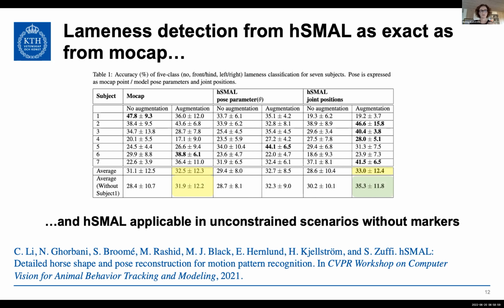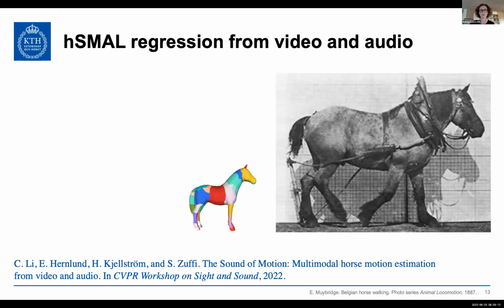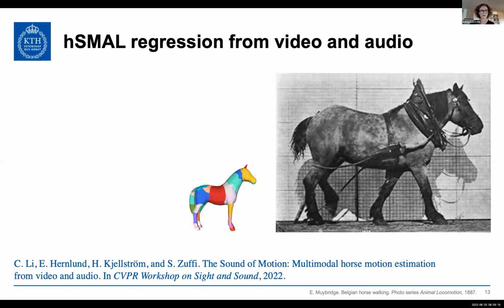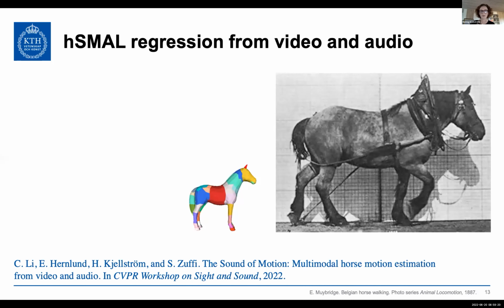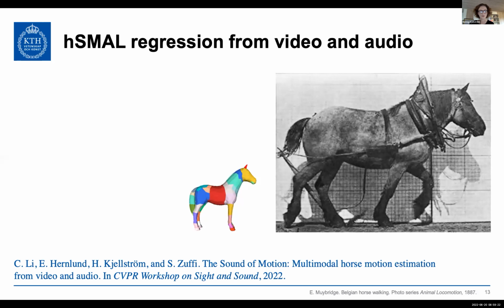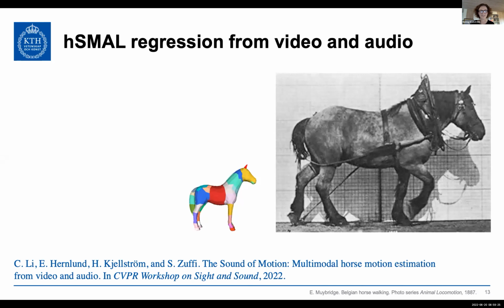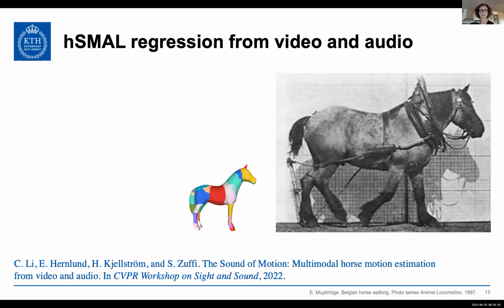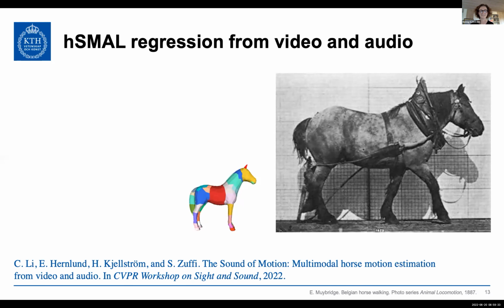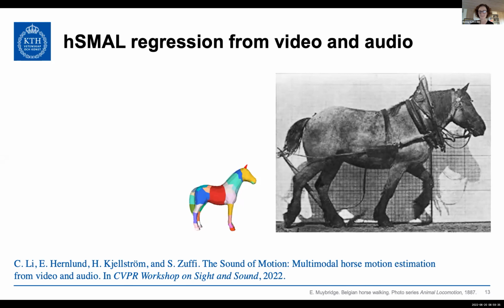And then, of course, this is applicable in unconstrained scenarios without markers. So you can move this outside of the lab. And next, I'm going to tell you about our current work on regression using the HSMAL model. So I have another MyBridge sequence here because they are so cool. We could have a completely other talk about MyBridge, I saw Pascal Fua also mention MyBridge, how he collected these sequences. It's amazing.